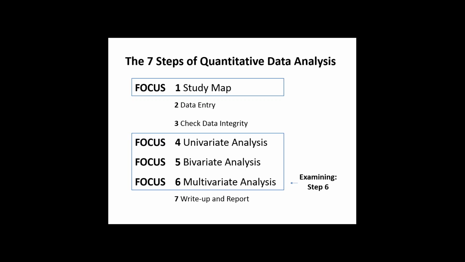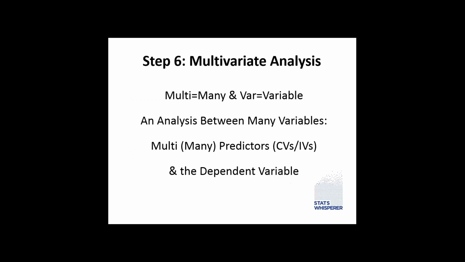What we're talking about here is multivariate analysis. Step 6. And this will answer our research questions, right? But for now, the first research question. Okay, so break it down. Multi means many. Var meaning variable. So it's an analysis between multiple variables, many predictors, right? Several covariate independent variables upon one dependent variable, right?